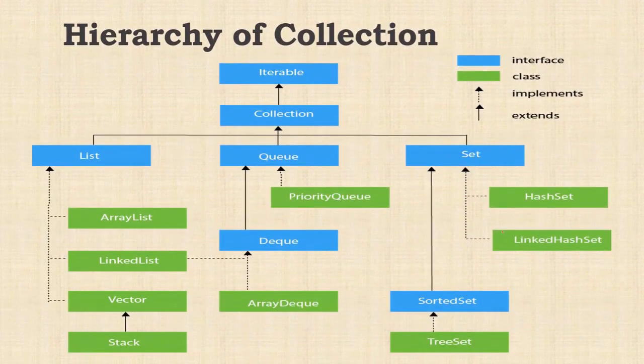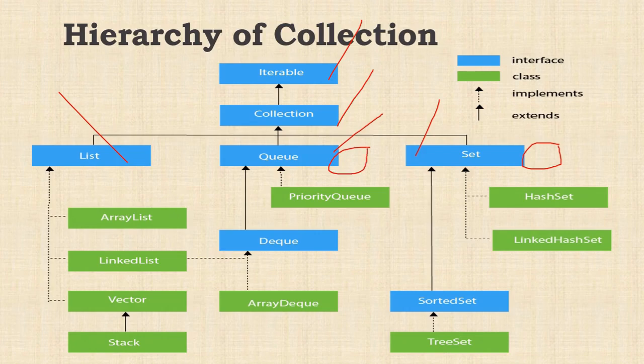Internally it follows some algorithm to increase the capacity of your ArrayList. Now we are going to see the hierarchy of collection. Iterable is the root interface, and the Collection interface extends the Iterable interface. These three are the most important parts of the collections framework: List, Queue, and Set. We use Set to store unique data. Queue we use to store in FIFO order. In List we can store duplicates. We are going to concentrate on the List interface today, and ArrayList, which is an implementation of List.